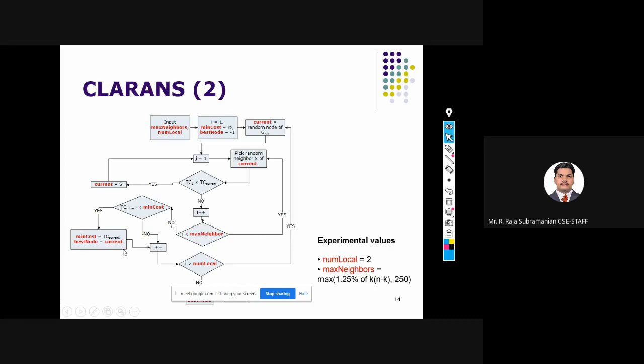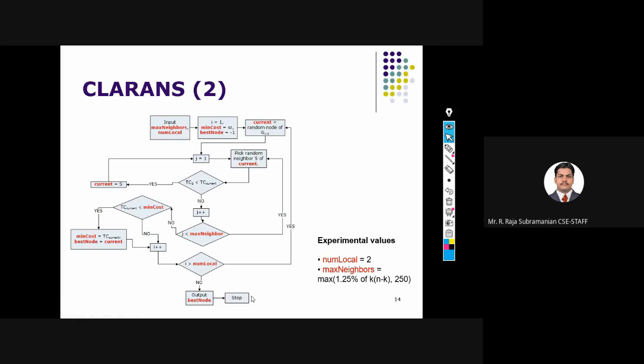Once the best node is selected, I'll increment the first for loop and go to num local again. One iteration is completed. In this iteration, I have kept this particular point as the current medoid and the best medoid also. That process goes on: if I want k medoids, I'll try to find those k medoids, then find the best combination of nodes, and then I'll come out.